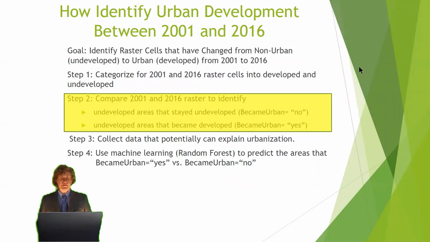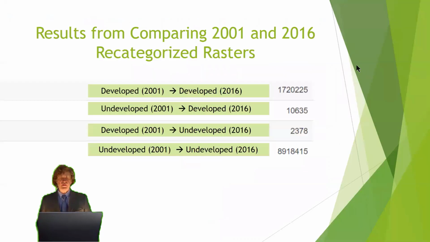Then we go to step number 2 by figuring out, and again, we used ArcGIS Pro, which raster cells changed in which way when we compare 2001 and 2016. There are 4 possible outcomes, and you can see them here. And 2 of these outcomes are not interesting for us. Cells that were already developed, they were already urban in 2001, and they were still urban in 2016. Think about city centers, are not interesting for this research.